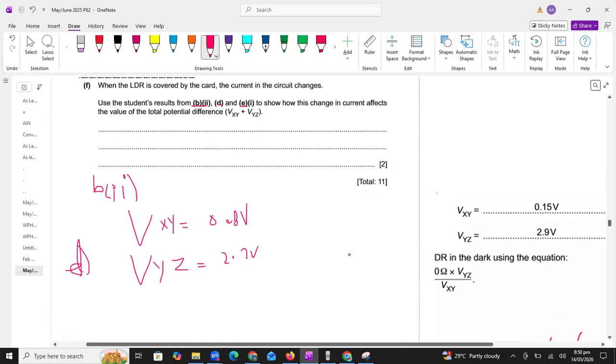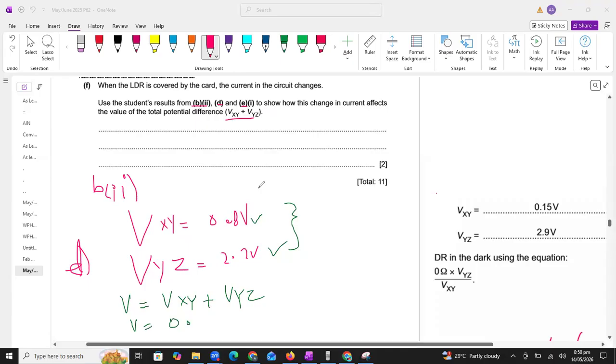So now what they are asking, use the student's result from these values to show this change in current affects the total potential difference. And they have given the formula of total potential difference. So how we can find the total potential difference by adding the potential difference across the fixed resistor and the potential difference across the LDR. So now students, this was the condition when the bright light was shining on the LDR. So total potential difference is equals to Vxy plus Vyz. They have mentioned in the question.